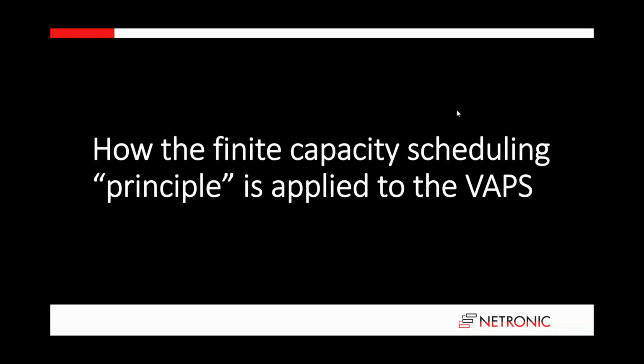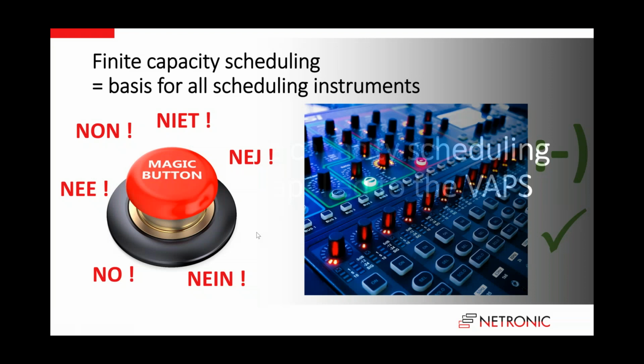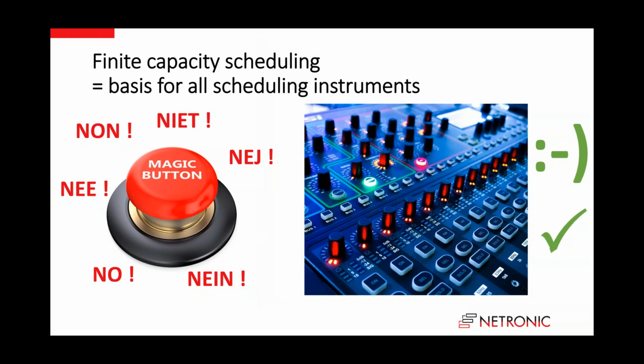The next section of the webinar is how the finite capacity scheduling principle that we just looked at is applied to the VAPS. And here, when we built the product, we looked at a couple of core principles. So first, we use the finite capacity scheduling as the basis for every scheduling that we do. And when you build a scheduling product, in the very beginning, to my understanding, you need to make a fundamental decision about the direction that this product should take.